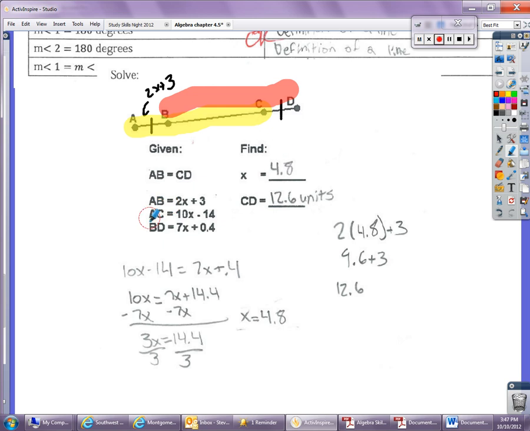And then right here, it actually gives us AC and BD as algebraic expressions. So since we knew that AB and CD were equal, we didn't actually even need 2x plus 3 because we're going to set 10x minus 14 equal to 7x plus 4/10. And you can see the work right here, we end up with x being equal to 4 8/10. And then when you plug it into CD, AB and CD are going to have to be equal, so you can use 2x plus 3. But instead of x, we found out that x is 4 8/10. To solve it, you get 12 6/10.